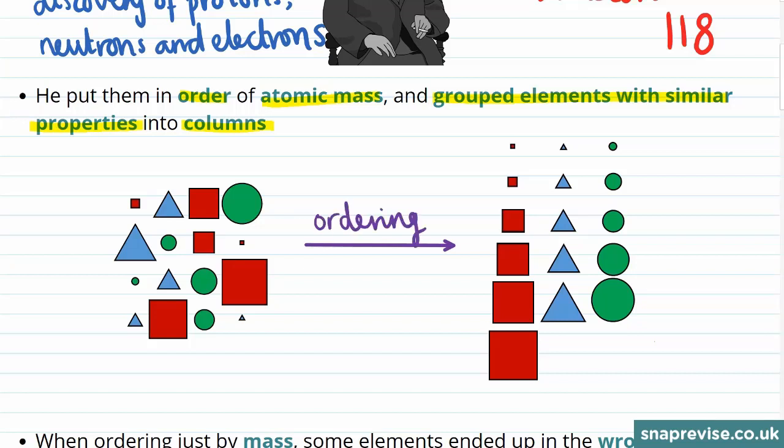We can see a representation of the ordering process taking place to form the first periodic table in this diagram, where the shapes on the left-hand side represent the known elements. You can see on the right-hand side that they've been ordered in increasing mass, represented here by the size, and that similar elements, which are represented here by the same shape, have been put into columns.